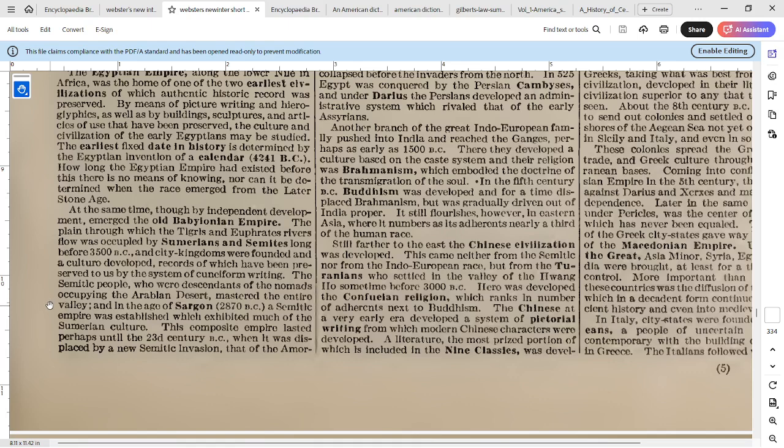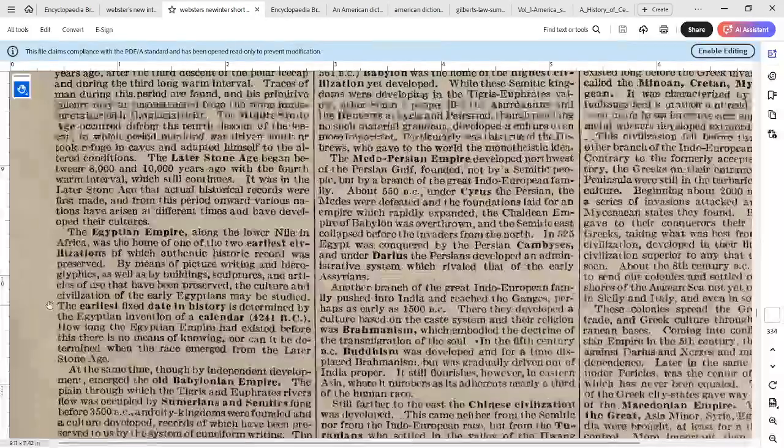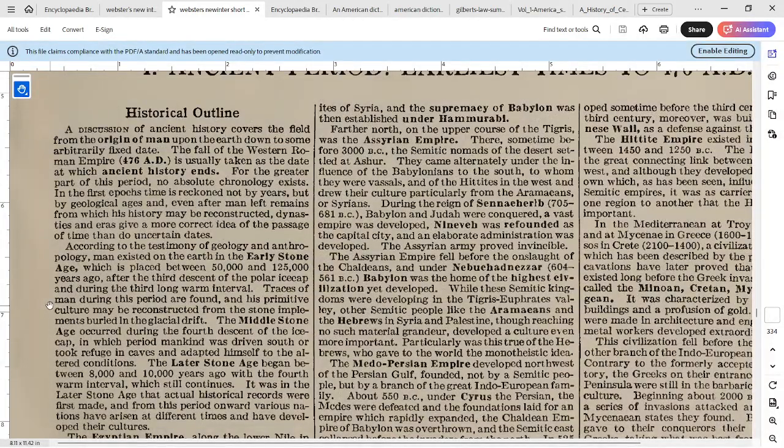The Semitic people, who were descendants of the nomads occupying the Arab land desert, mastered the entire valley, and in the age of Sargon, 2870 BC, a Semitic empire was established which exhibited much of the Sumerian culture. This composite empire lasted perhaps until the 23rd century BC, when it was displaced by a new Semitic invasion, that of the Amorites of Syria. And the supremacy of Babylon was then established under Hammurabi.